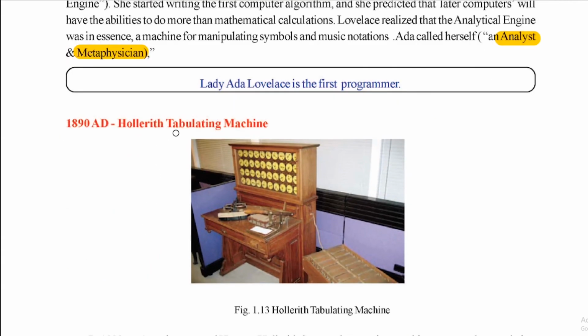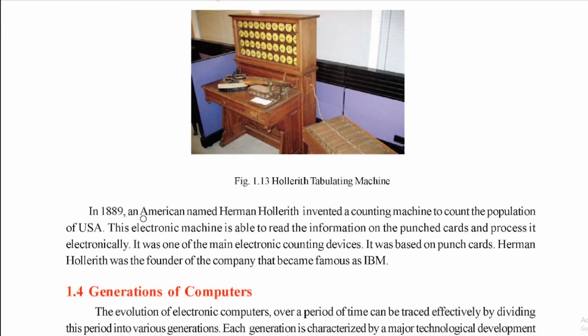Next we have the Hollerith tabulating machine. In 1889, an American named Herman Hollerith invented the counting machine to count the population of the USA. This electronic machine is able to read the information on punched cards, and process it electronically. It was one of the main electronic counting devices, based on punched cards. You give the punched cards to it, it automatically reads the contents and performs the calculation. Herman Hollerith was the founder of the company called International Business Machines, today's IBM.